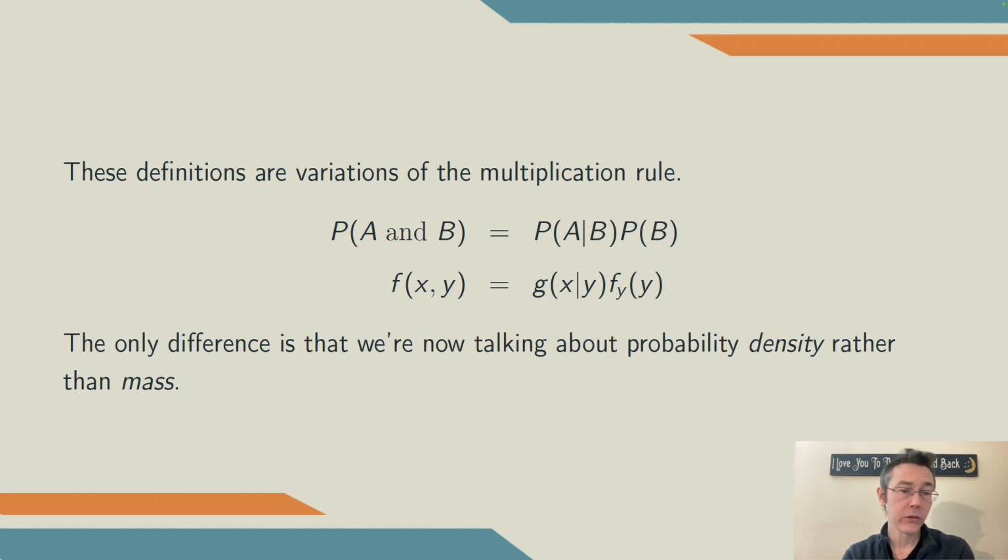All of these definitions are just variations of the multiplication rule, which I think is always good to keep in mind. So just talking about events rather than random variables, the probability of A and B both occurring is equal to the probability of A given B times the probability of B. The only real difference now is that we're talking about probability densities rather than probability masses, or just probabilities of events.